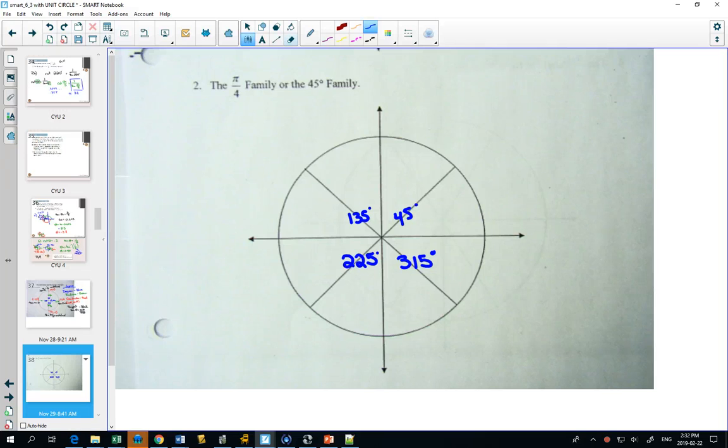How did I get the 35 degrees? Did you get 35? Did anyone do 180 minus 45? Does that make sense for quadrant 2?